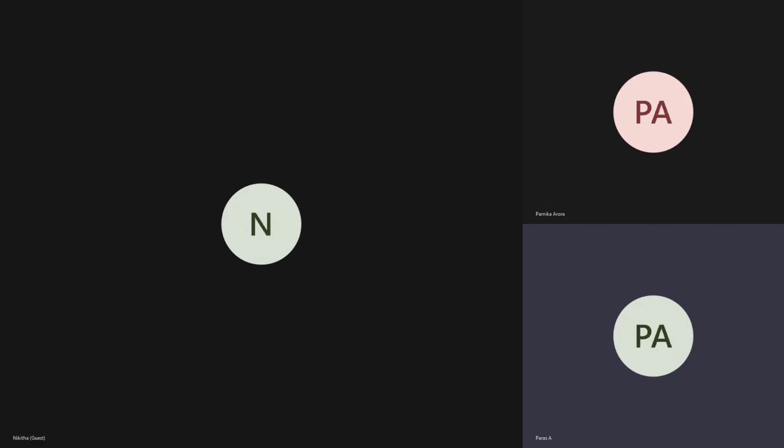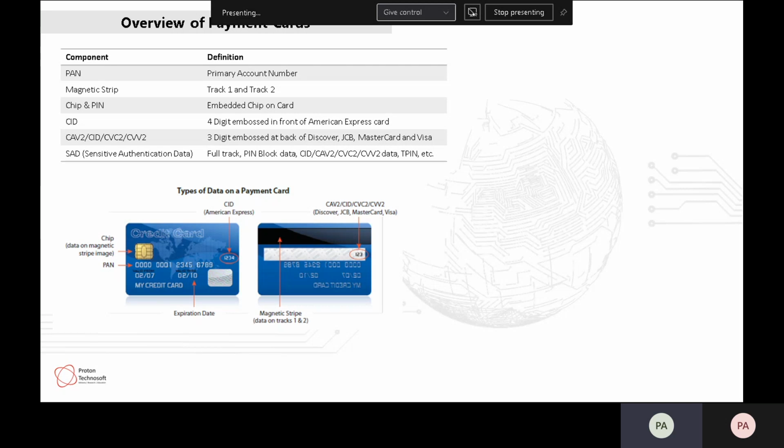Authentication of the payment itself, right? So anything which authenticates my transaction is called sensitive authentication data. Are you clear about the PAN, which is a 16-digit card number, or a 15-digit card number in terms of American Express? Yes. Magnetic stripe, yes, this is clear. All right.